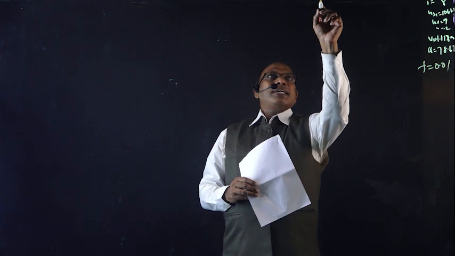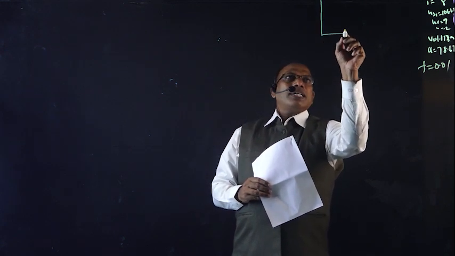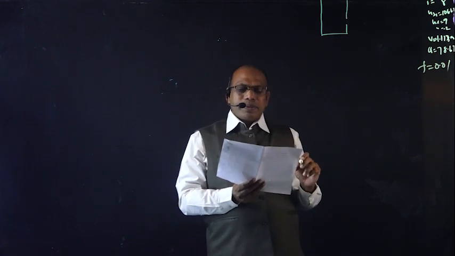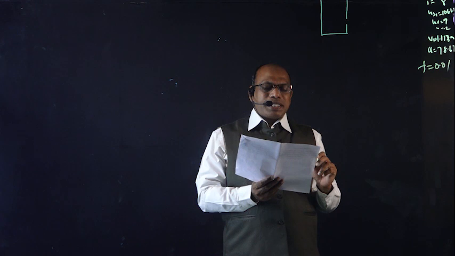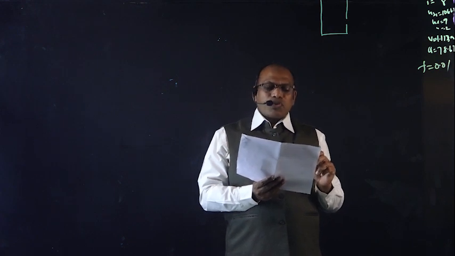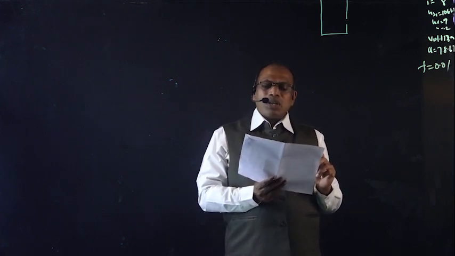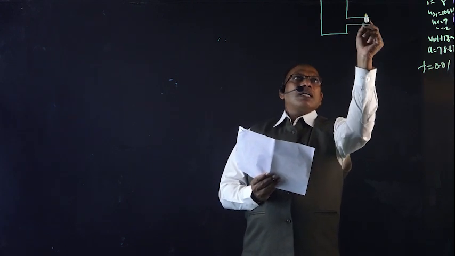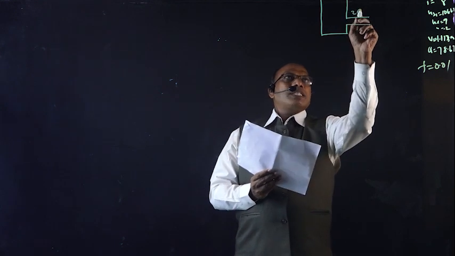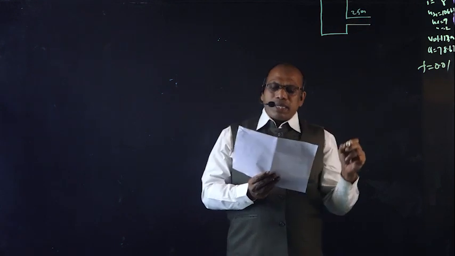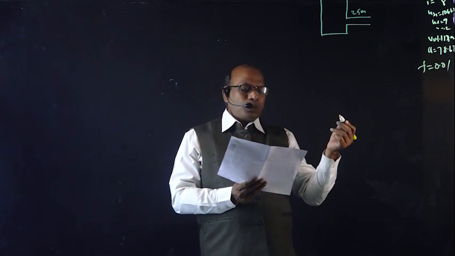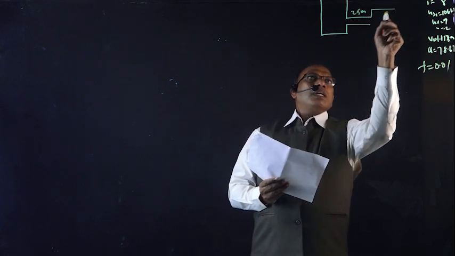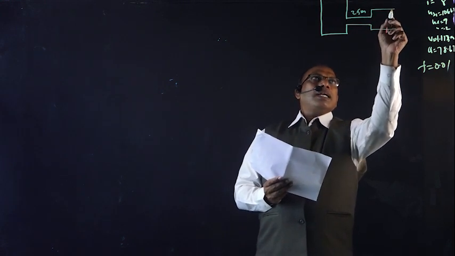Right, here, a water tank is connected to a pipe. The pipe length is 40 meters. The first 25 meters of pipe length is 150 mm diameter. This is the 25 meters pipe, and this is enlarged to 300 mm. That is 300 mm.